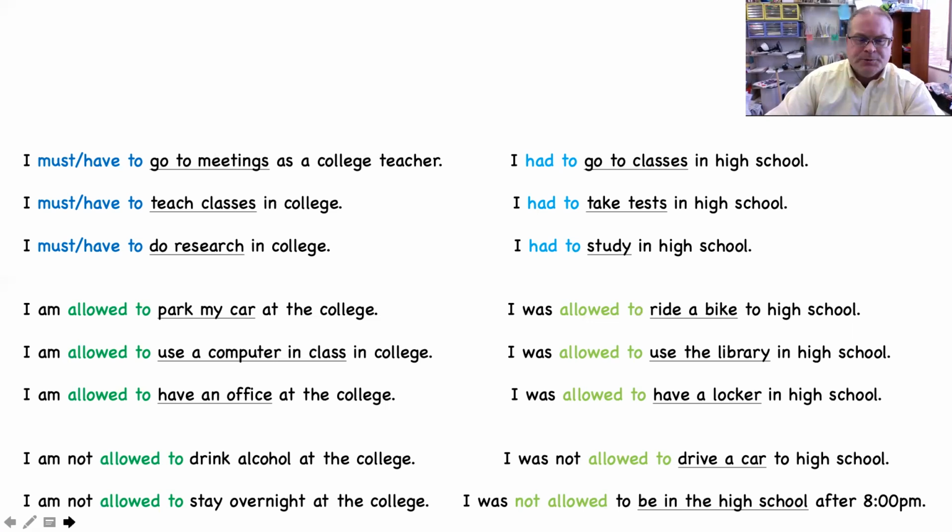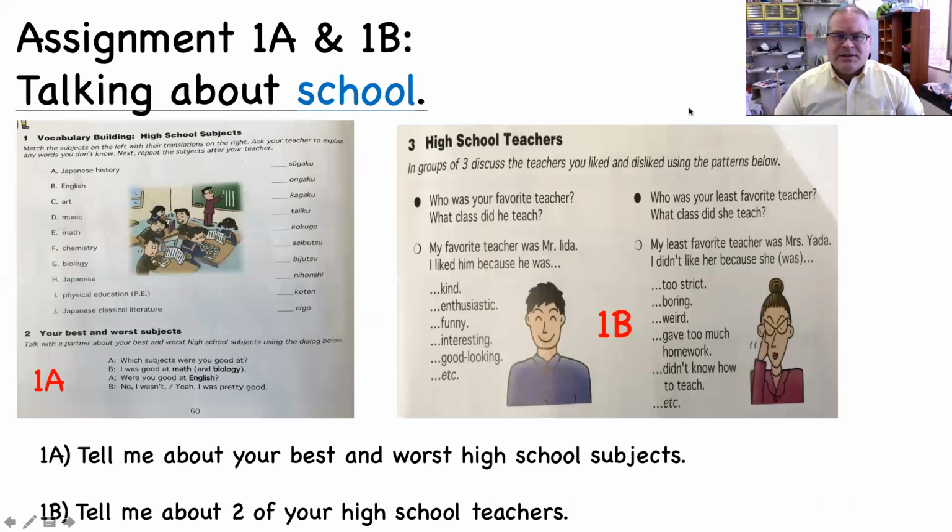Good. How about you? Okay, now you've got some assignments talking about school. Number 1A, tell me about your best and worst high school subjects. These subjects are okay. Different subjects are okay. Tell us the ones you were good at, the ones you were bad at. 1B, tell me about 2 of your high school teachers. 2 favorites, 2 teachers you don't like, or 1 of each.